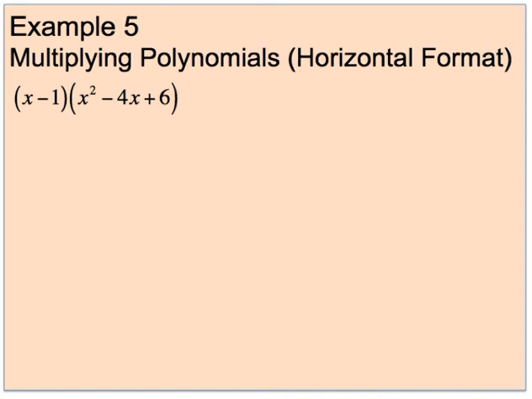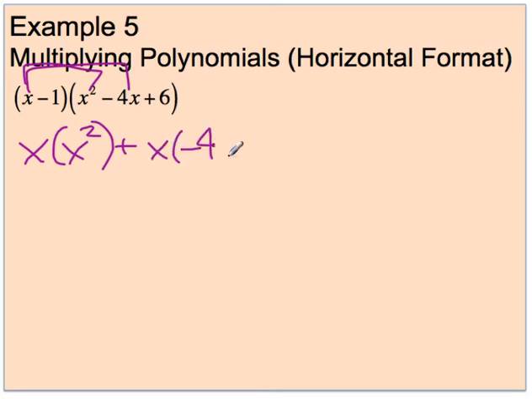So now that we've gone over the FOIL method of multiplication, that's a binomial times a binomial. Here we have a binomial times a polynomial. So in this case, what we want to do is a horizontal multiplication format. I want to multiply the first term, the x, times each of the terms. So I have x times x squared. I want to add to that x times negative 4x. And I want to add to that x times positive 6.